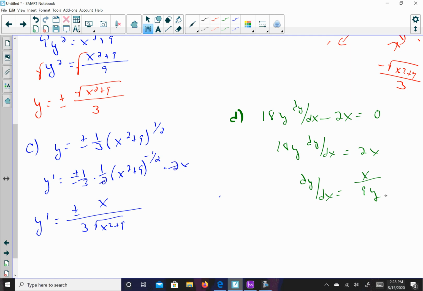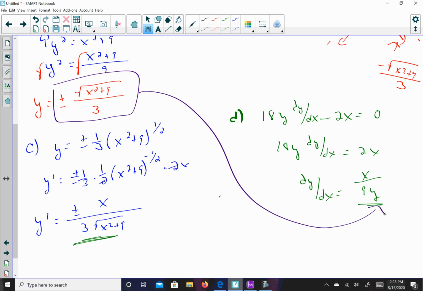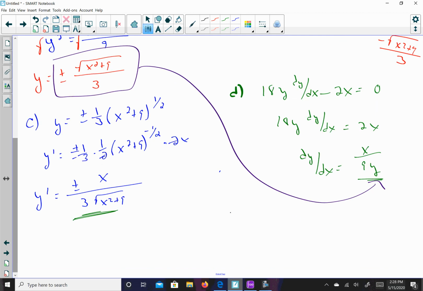Now, the last part says that they want me to show that this derivative and this derivative are the same. Right now, they don't look the same. This is when I go back and say, well, this is what y is equal to. And I'm going to put that y in for this y here. So when I do that, I will say dy dx is equal to that x is not changing. That 9 will be here. And then in place of this y, I'm going to write plus or minus the square root of x squared plus 9 all over 3, because that's what y is equal to.